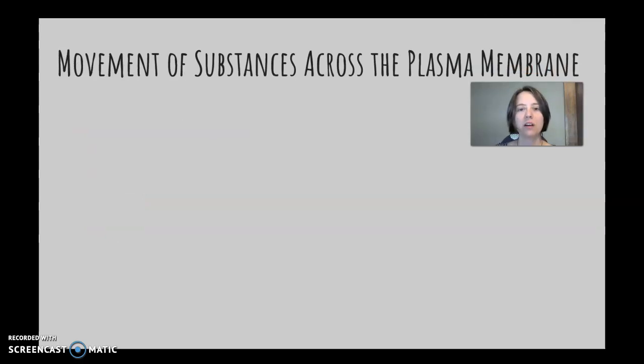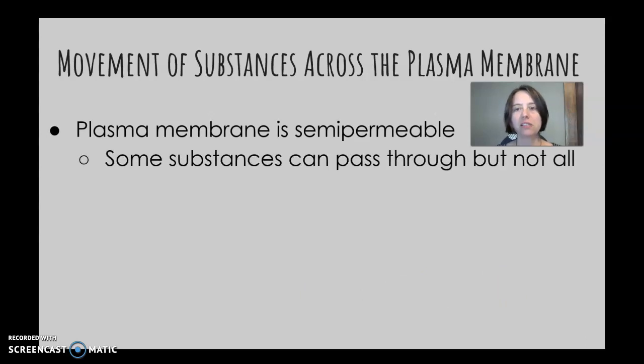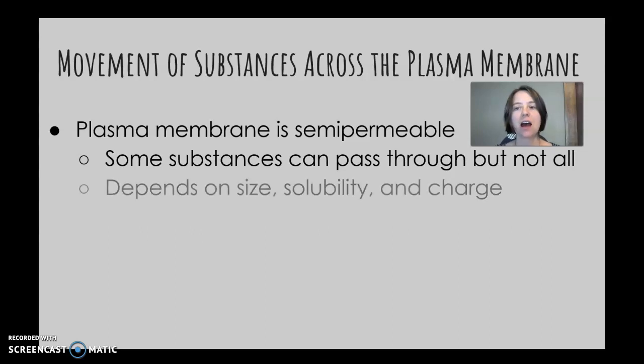So let's talk about the movement of substances across the plasma membrane. Starting out, the plasma membrane is semi-permeable. Perhaps you remember this term from biology. That means some substances can go through it, but not all can. If you remember, we did a lab where we had dialysis tubing, and then we had glucose and sucrose and iodine and starch. The glucose could go through the dialysis tubing, but not the sucrose or the starch, but the iodine also could. It depended a lot on size.